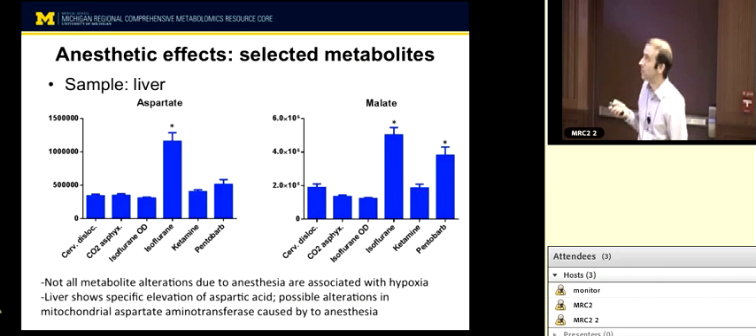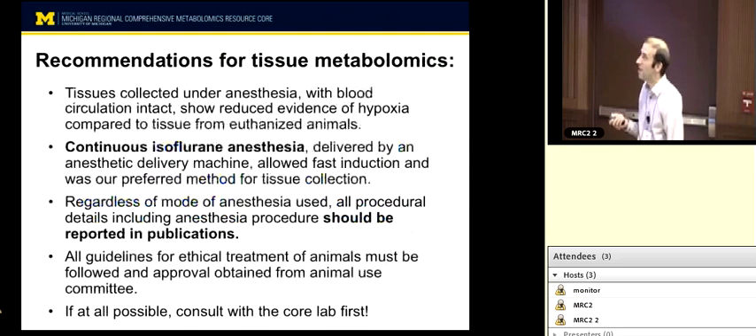Isoflurane turned out to be a really good method in most cases, but it did induce increased levels of aspartate. This is possibly due to alterations in mitochondrial aspartate aminotransferase in the liver as a response to anesthesia, and isoflurane is believed to be metabolized in the liver. We see differences in levels of malate, relatively consistent between isoflurane and pentobarbital, but ketamine looked a lot more like our modes of euthanasia for some reason here. So there are unique effects of particular anesthetics that you need to be aware of. The magnitude of those effects was much smaller than the difference between anesthesia and euthanasia.